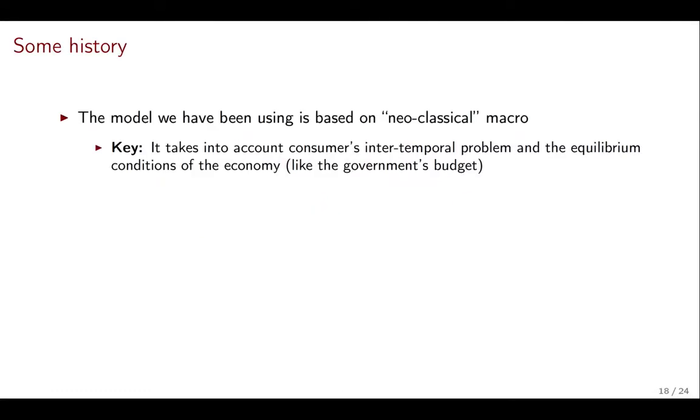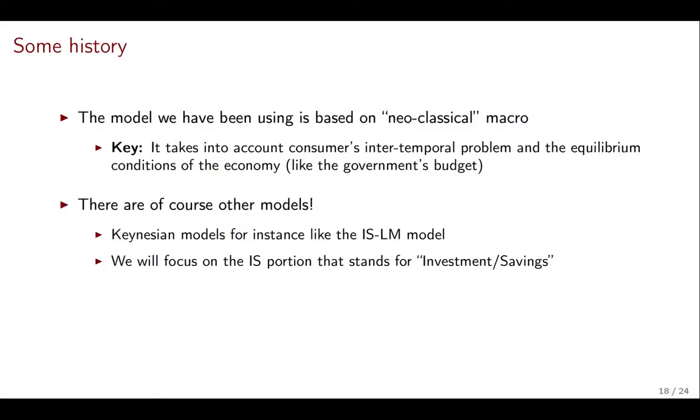And so, some history. The model we've been using so far is based on neoclassical macroeconomics. You've read a little bit of that in the reading for the first module. The key in that model is that it takes into account how consumers solve an intertemporal problem and incorporate equilibrium conditions in the economy, like for example, the government's budget. Now, that is something that not all models take into account, and we're going to see as the video progresses why we wouldn't want to always take into account those things.